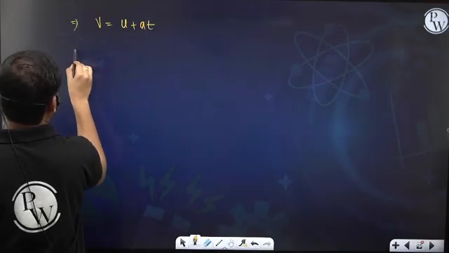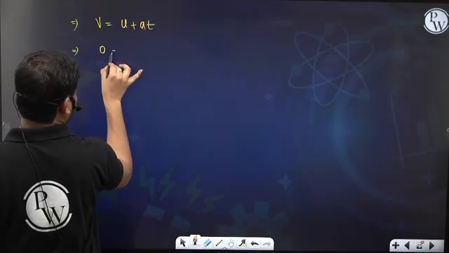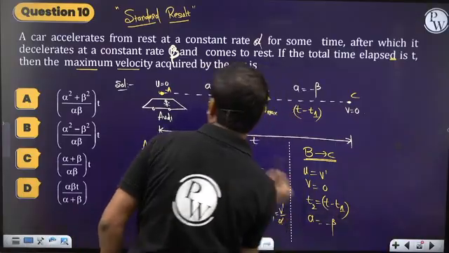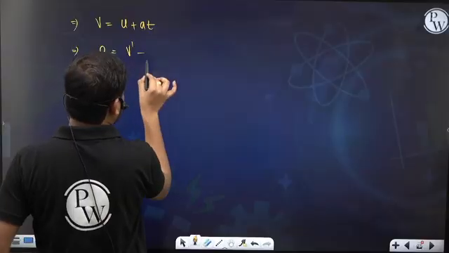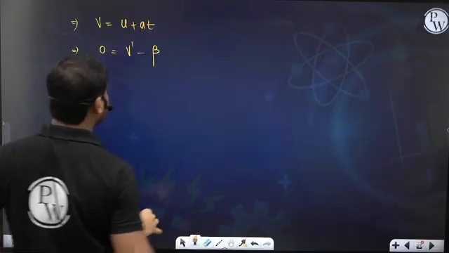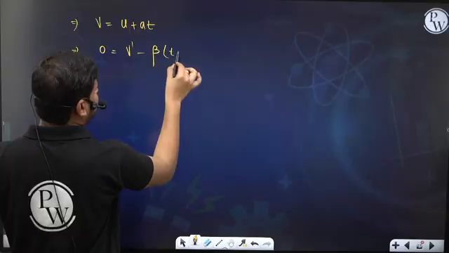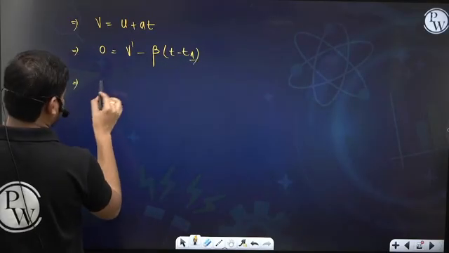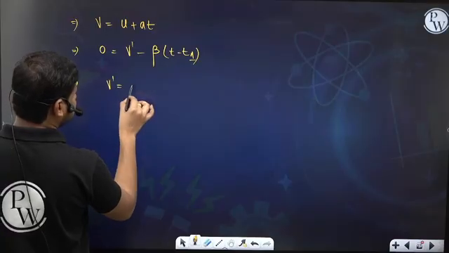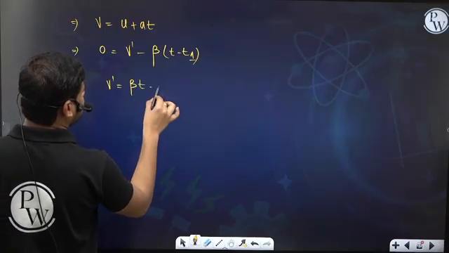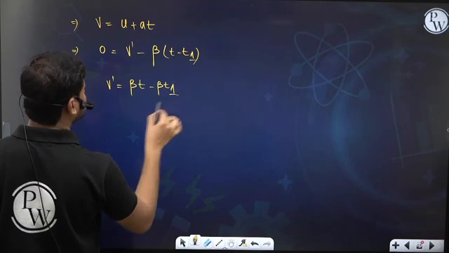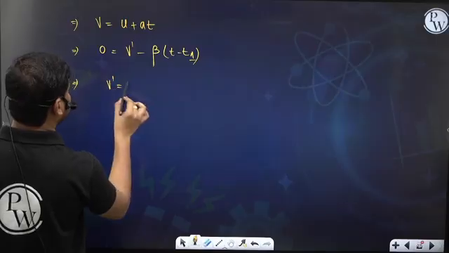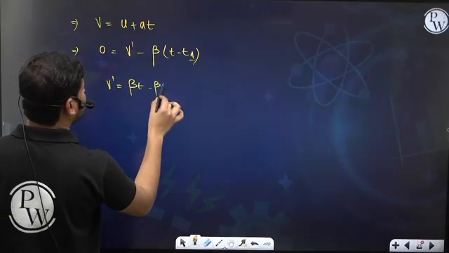From here, let's write v, the final velocity, as 0. The initial velocity here is v dash, minus a, which is beta, so I'm writing a is equal to minus beta, times (t minus t1). Now see here, v dash is equal to beta t minus beta t1, sending this to this side.